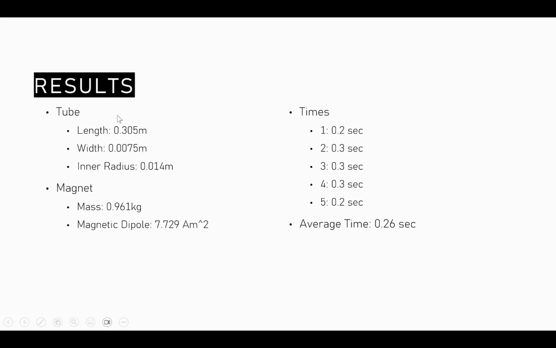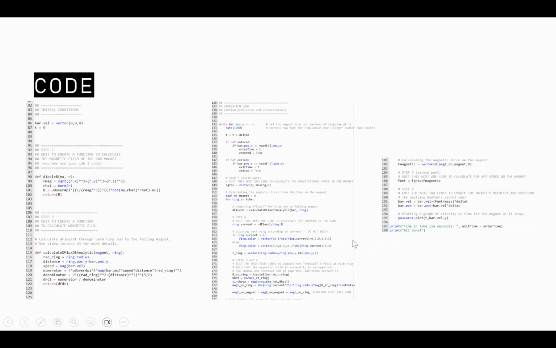So for the results, the tube was about 0.3 meters, the width was about 3/4 of a centimeter, the internal radius was about 1.5 centimeters, the magnet was just under 1 kilogram, and the dipole on the magnet was 7.729. And here are the observed times, and here's the average time.